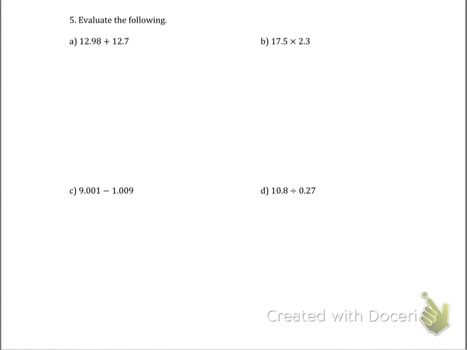Number 5, evaluate the following. So part A says 12.98 plus 12.7. And here we just have to line up the decimals. So 12.98 plus 12.7. Okay, if it helps, you can add the 0 right here.